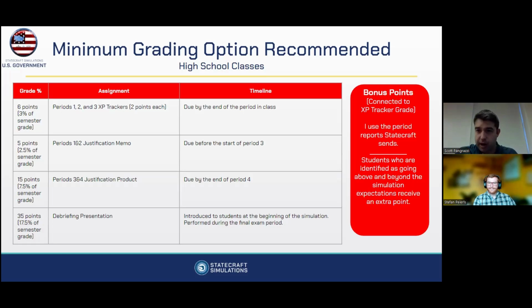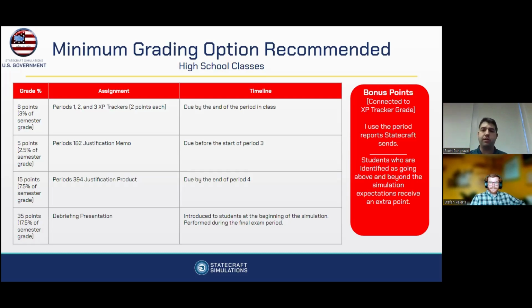And I did want to talk about bonus points. I generally keep this connected to the XP tracker grade. What I mean by that is not giving bonus points for depth on the XP tracker, but the one nice thing that Statecraft will do is they'll send you reports each week, and they'll identify, here's generally what happened. They'll give you a summary, but then they'll identify 3 students that they think would benefit from a little bit of a nudge from you. Like, hey, these students could participate more, could be more active.